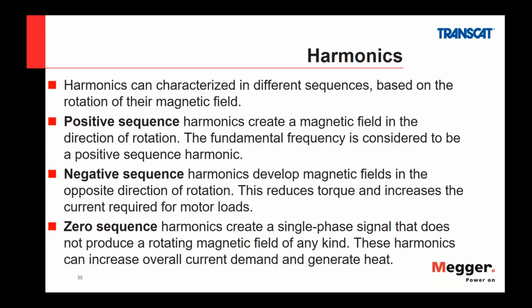Harmonics can also be characterized into different sequences based on the rotation of their magnetic field. We have positive sequence harmonics. The magnetic field that they create is in the same direction of rotation. Negative sequence harmonics develop magnetic fields in the opposite direction. This reduces torque and increases the current load for motor loads and causes overheating. Zero sequence harmonics create a single phase signal that does not produce a rotating magnetic field of any kind and can increase the overall current demand and generate heat and cause your equipment to fail prematurely.